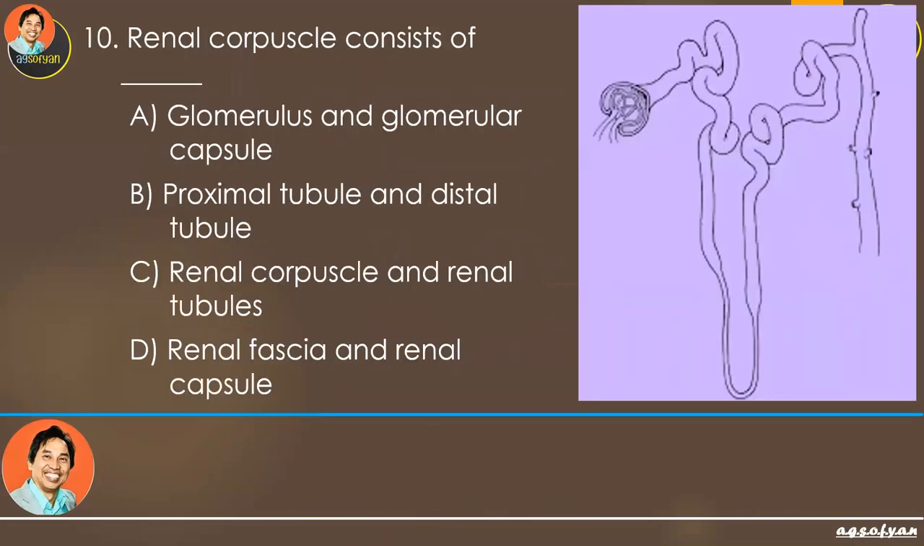The renal corpuscle consists of, we already mentioned that. The first part is here in the middle, called the glomerulus. The second part looks like a cup over here, and this one is called the capsule. It consists of the glomerulus and the glomerular capsule. That should be the answer.